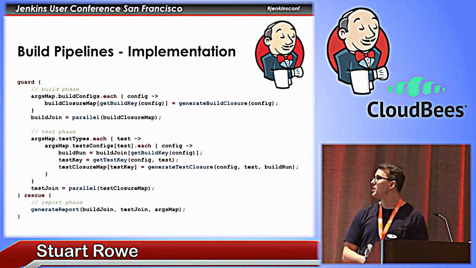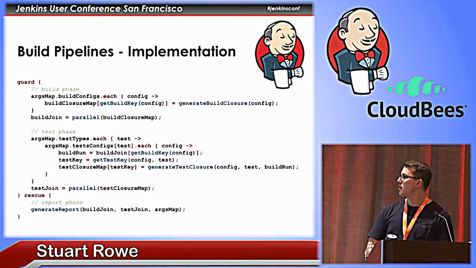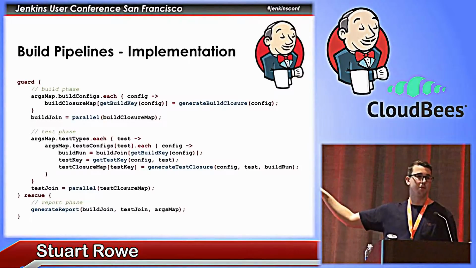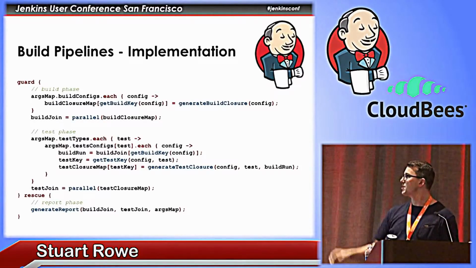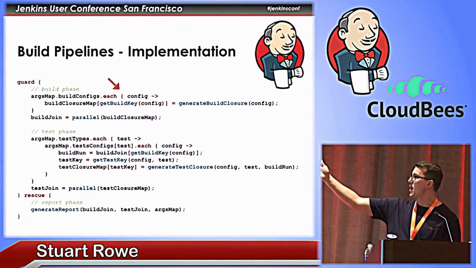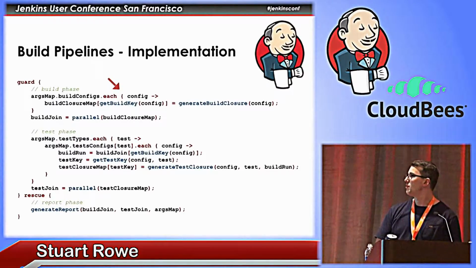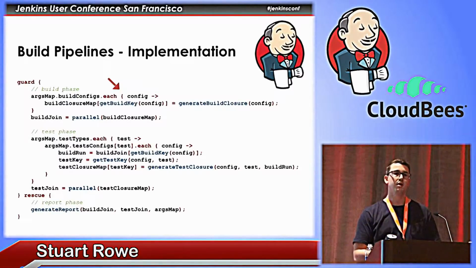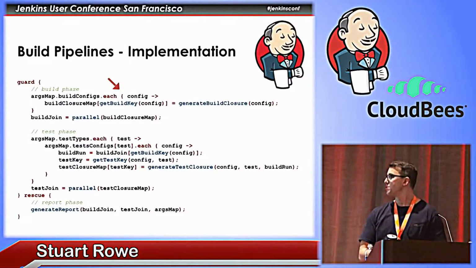So I have a brief code example. It's a pseudocode example, so it's not going to actually work, but it's going to show you how we approach this problem and how we track everything. So assume we've created this argument map that's going to contain all the build configs that we want to run, and we've generated that build config list from our build parameters as well as other external sources.